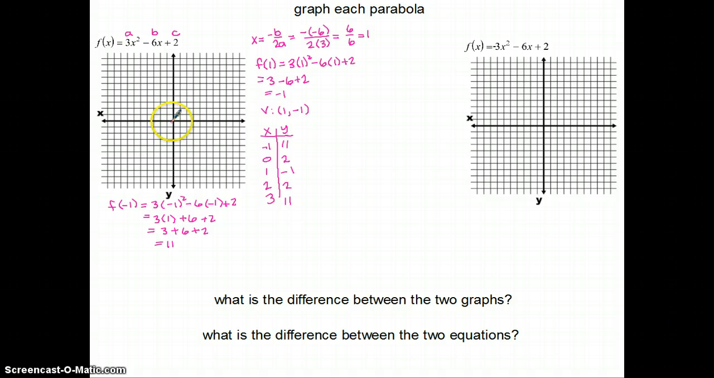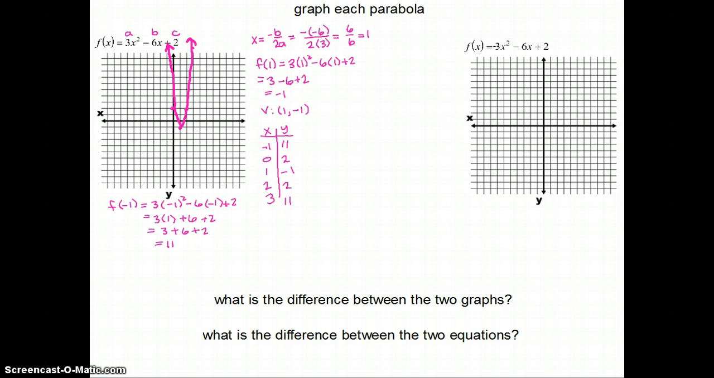I have the point where x is 0 and y is 2. I have the point where x is negative 1 and y is 11. That's a little off your graph. I have the point where x is 1, y is negative 1. I have the point where x is 2, y is 2. And x is 3, y is 11. Again, that's a little beyond your graph. We connect these in a smooth curve to construct your parabola.